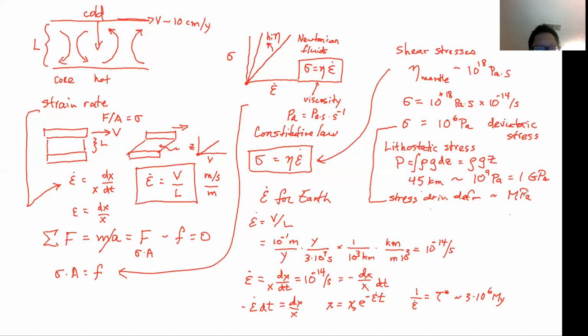Okay. So this hopefully helps you put some numbers to the Earth. So 10 to the negative 14 per second is the strain rate for our planet, or the mantle and plate tectonics. And the types of stresses we're talking about are about a megapascal, maybe slightly less.